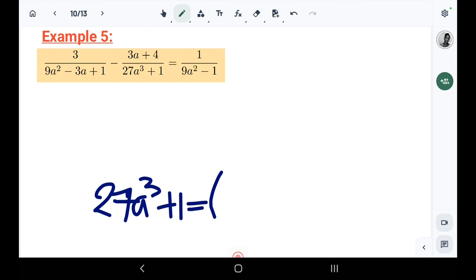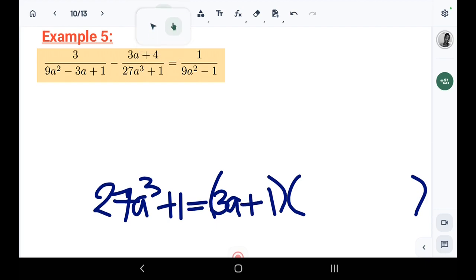So what you do is you must have a binomial bracket and a trinomial bracket. In the first bracket, you put the cube root of the first term, which is 27a cubed. So the cube root is 3a. That is what you put there. And then the next term, you put the cube root of the second term. The cube root of 1 is 1. And then you put a plus. The sign must match the beginning.